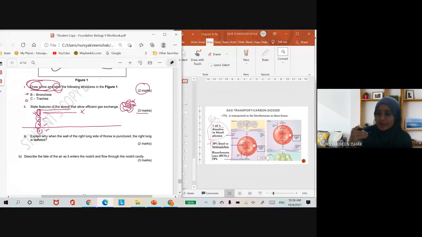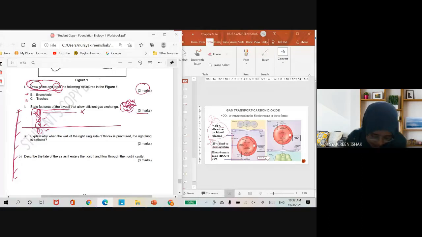So the examiner wants to know that you really sure of your answer. Bukan main-main teka je. Awak boleh list sampai 10 pun kan. Tapi kalau main teka je, salah, faham tak? So that's why cara dia marking macam tu. So you have to know exactly your answer.